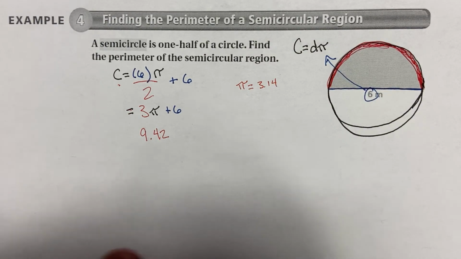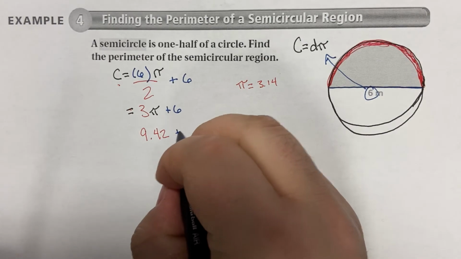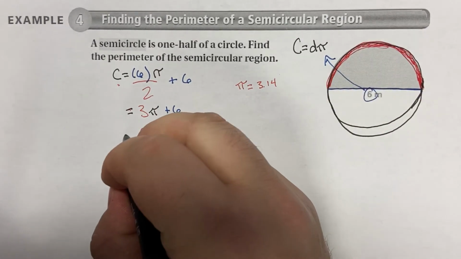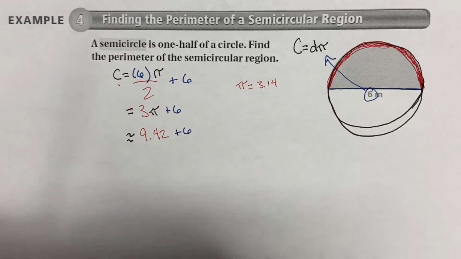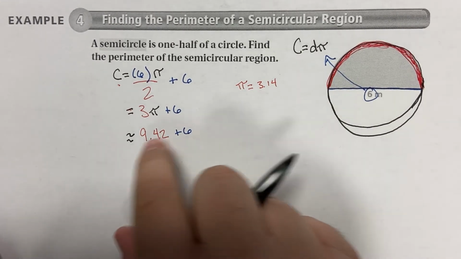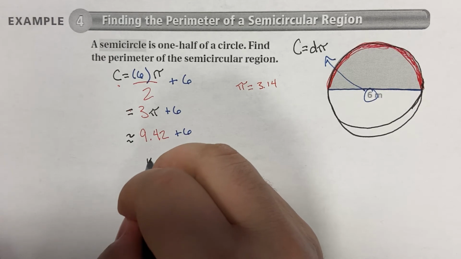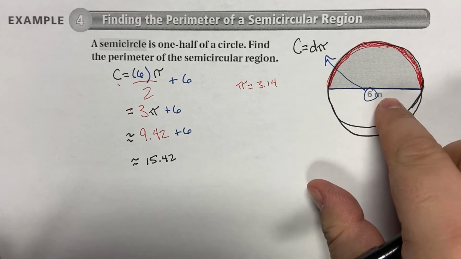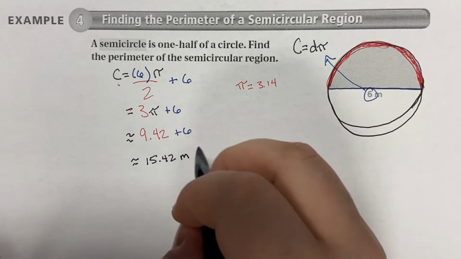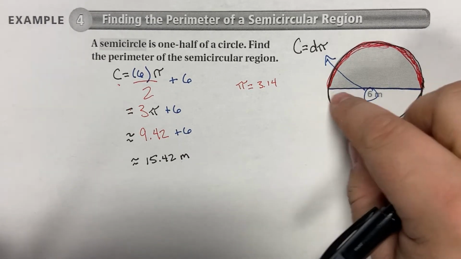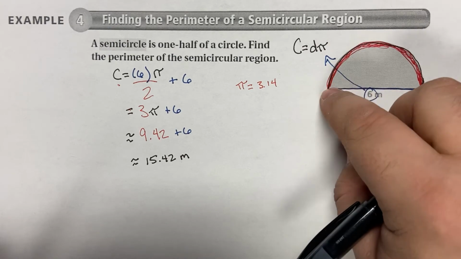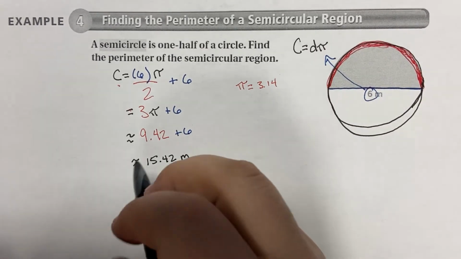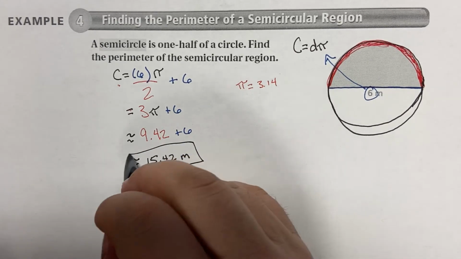We've touched on it before, but I want to make sure we're clear, and this is going to be plus 6. Now, since I plugged this in, it's no longer equal to, it's about. And then if I take 9 plus 6, that's 15. Keep the 0.42. So about, and then I'm dealing with meters. So in order to travel around this semicircle from beginning around back to the beginning, I would have to travel 15.42 meters, or about 15.42 meters.